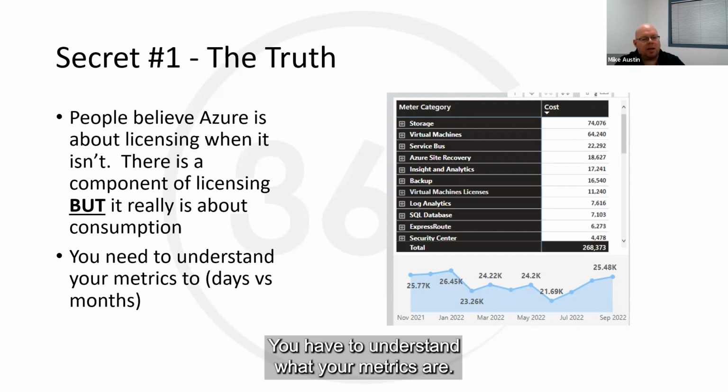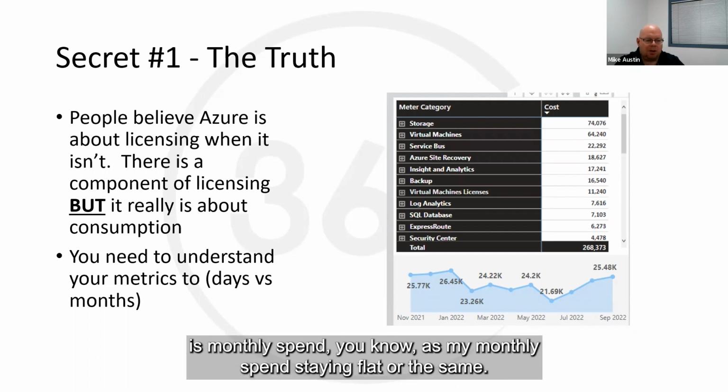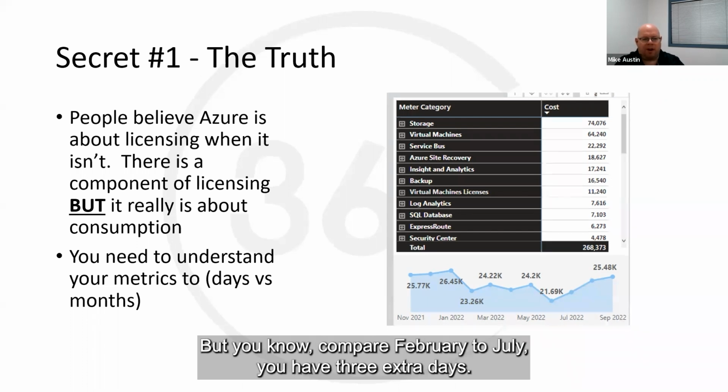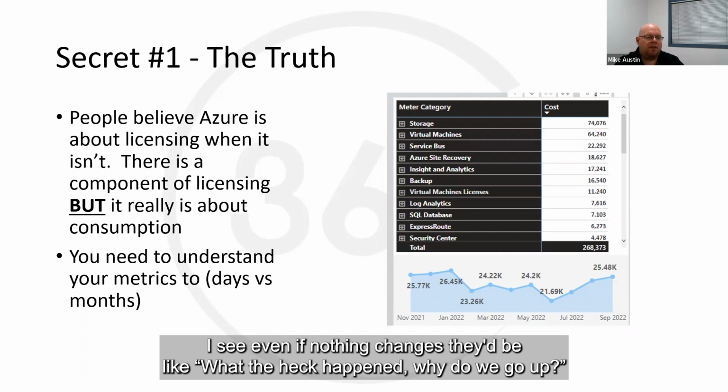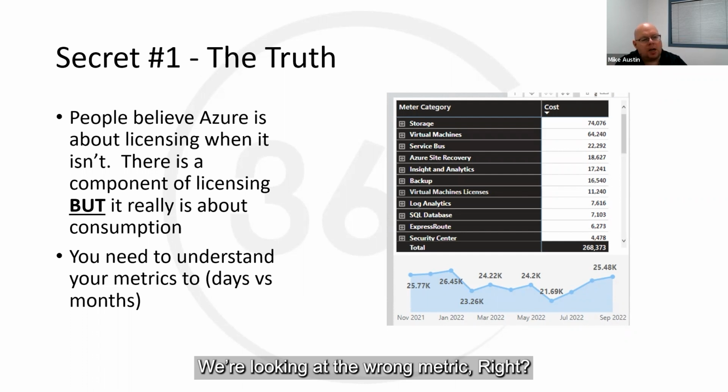You have to understand what your metrics are. And the metric that most people want to use when it comes to Azure is monthly spend. Is my monthly spend staying flat or the same? But compare February to July, you get 3 extra days. So even if nothing changes, you'd be like, what the heck happened? Why did we go up? Well, that's because there's 3 extra days. We're looking at the wrong metric, right?